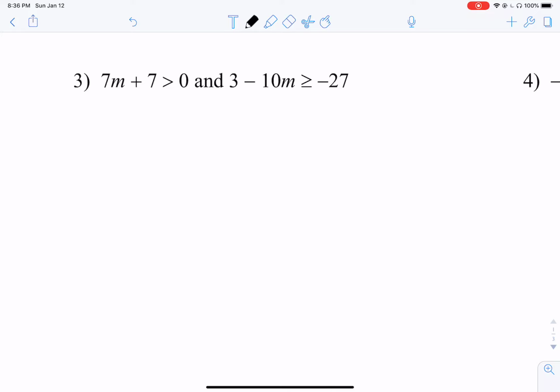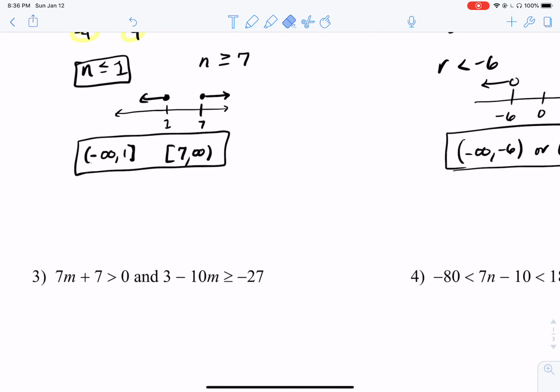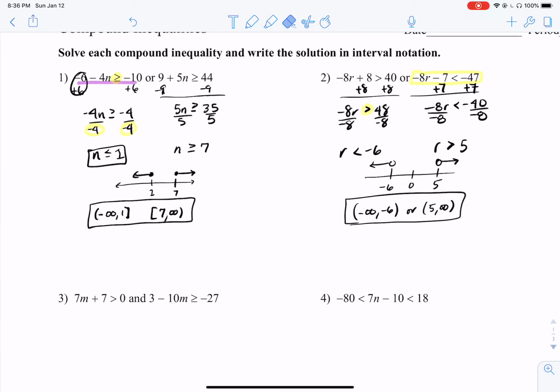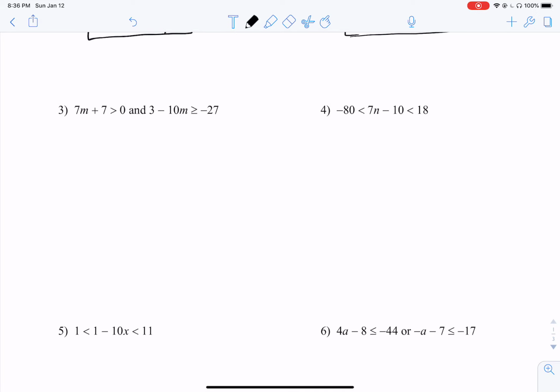For number 3, this is an AND inequality. With an AND, the solution is going to start at a number and go towards another number, and they're going to meet up. So there will be other numbers in between, okay? Remember, that's the difference between ORs and ANDs. With the ORs, the solution goes in opposite directions, all the numbers to the left and all the numbers to the right. But with an AND, they're going to go towards each other, okay?